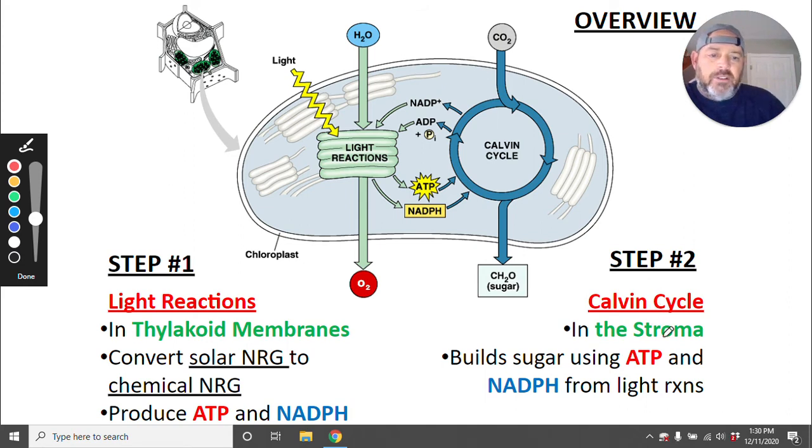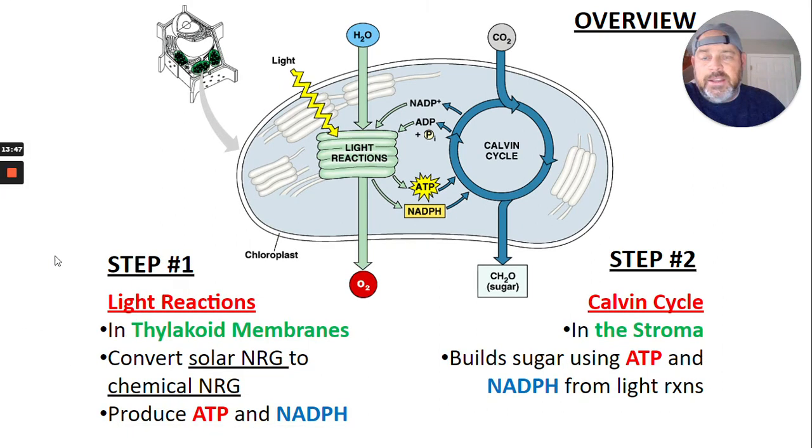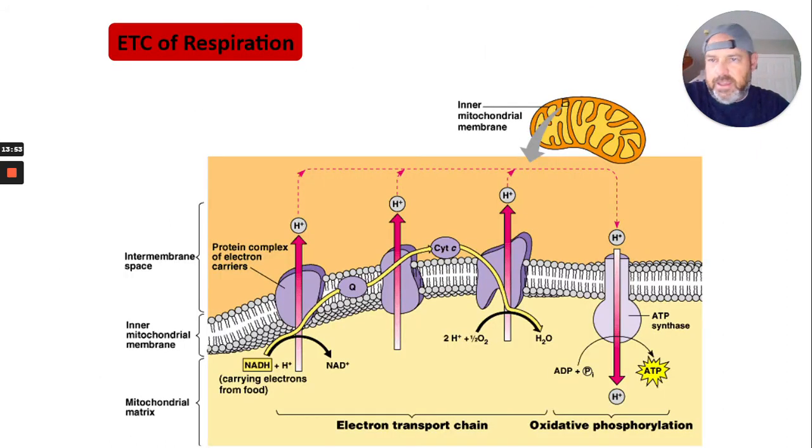So the Calvin cycle happens in the stroma, where this one happens in the thylakoid. So the stroma is the space, right? And it's going to build sugar using the energy, the ATP and the NADPH from the light reactions. That's the big idea, okay? That's pretty much everything right there, except for a few details that we're going to need to go through, okay?